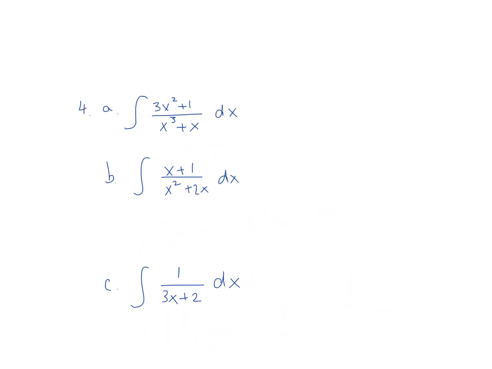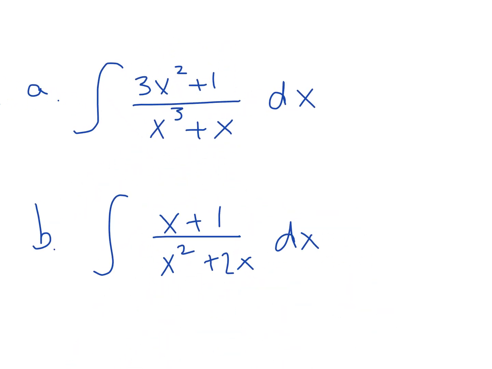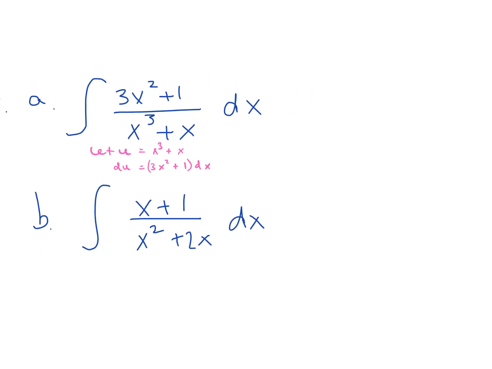All right, let's look at 4. So I'm going to let u equal x cubed plus x, and du would be the derivative of that. So we've got 3x squared plus 1 dx. Perfect. That's exactly what we have here. So I have the integral of 1 over u du.